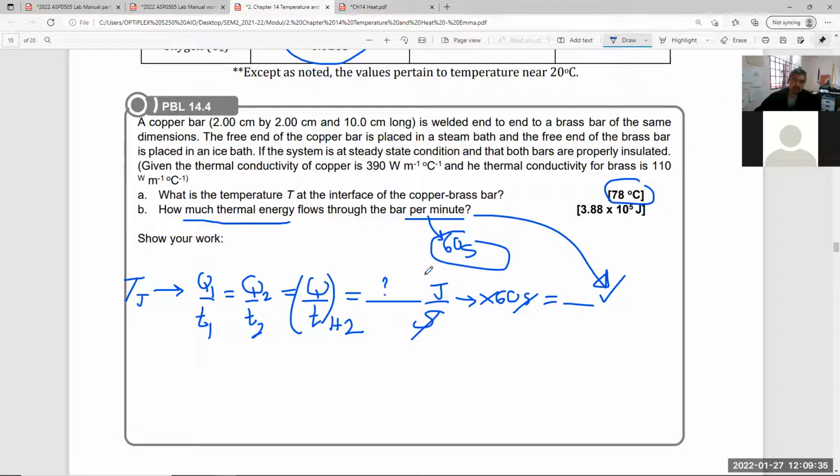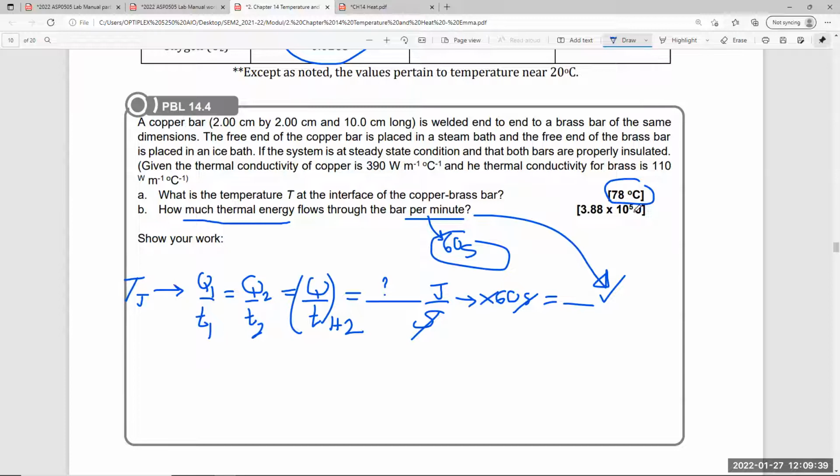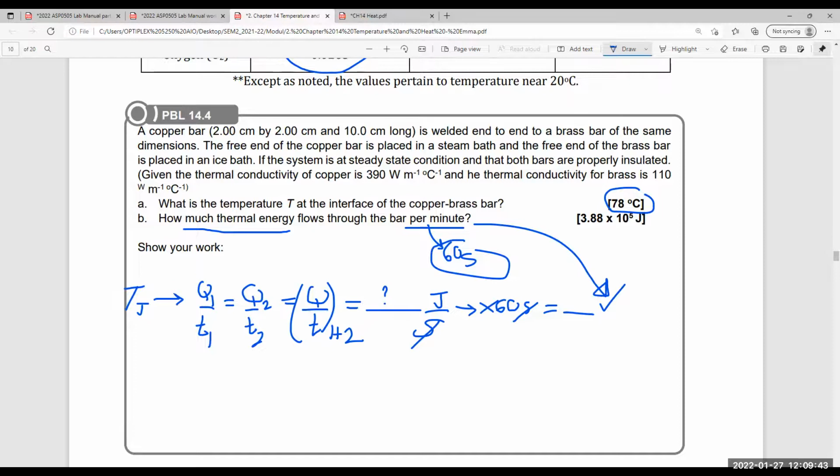You try to prove your TJ there. If you get 78, after this I will look through. Kita tengok dalam your SCL. Okay, nanti I just show you. We will see exercise. Okay, kita ambil exercise.